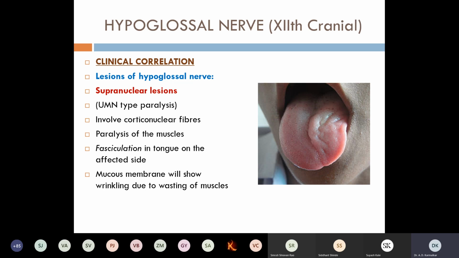Supranuclear, it is upper motor neuron. Here there will be wasting of the muscles due to the involvement of the corticonuclear fibers. Paralysis of the muscles is there. Okay, all the muscles of the tongue, fasciculation of the tongue on the affected side is there. The mucous membrane will show wrinkling. If you see in this diagram, this is due to the wasting of the muscles.